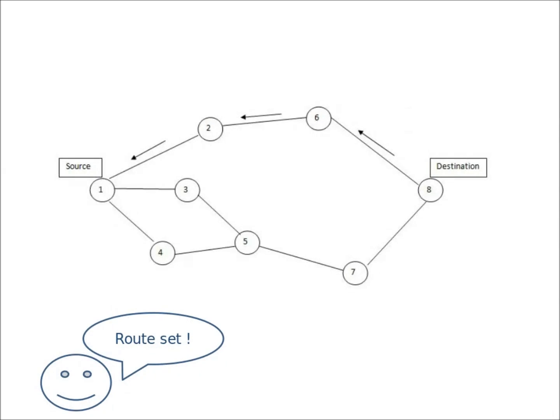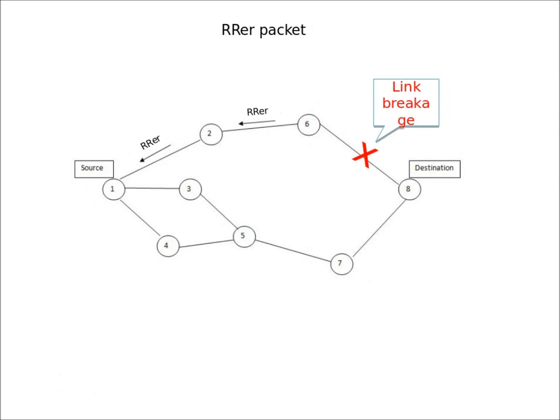This is set as the route for transferring data between node 1 and 8. Now this is link breakage. In case this happens, an RERR packet is sent. So when sending the RREQ message for finding the destination, in case node 6 is not able to send the RREQ packet to node number 8, node number 6 will send an RERR packet to the source saying that it is not able to reach the destination.